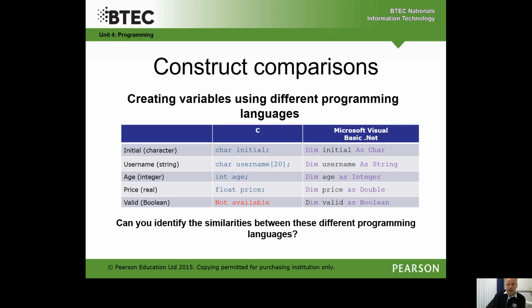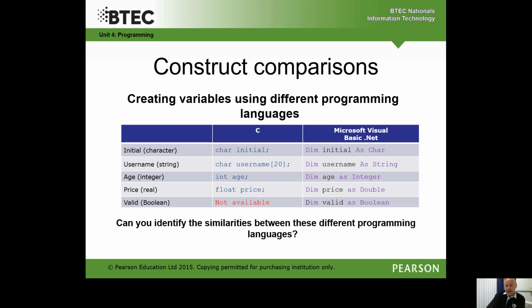So let's have a look at some construct comparisons. We're looking at the C language and Microsoft Visual Basic. When you're defining, for example, an initial letter in someone's name, that would be a character because it's a single character. In C, you use char initial, semicolon. Visual Basic, dim initial as char.